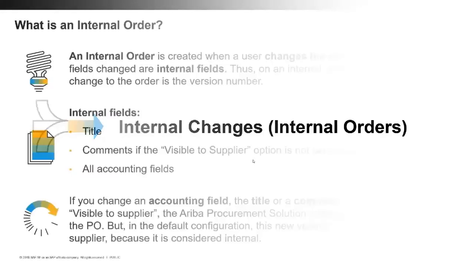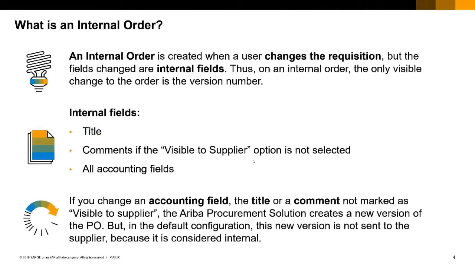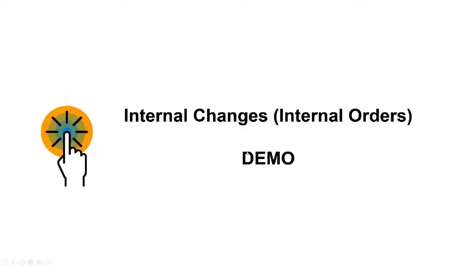Starting with internal changes, by default, the system will consider an internal change whenever it happens to the title, to comments when the visible to supplier checkbox is not marked, and also to accounting fields. Meaning, a new version will still be generated, but it won't be pushed to Ariba Network. Let's see now how it works in the system.